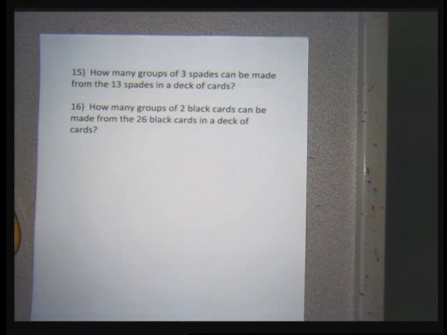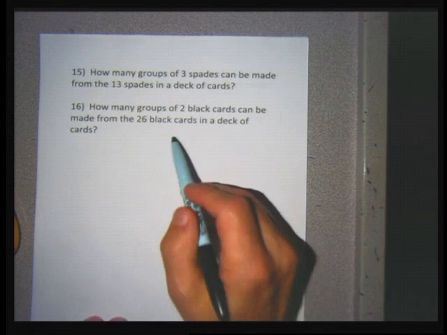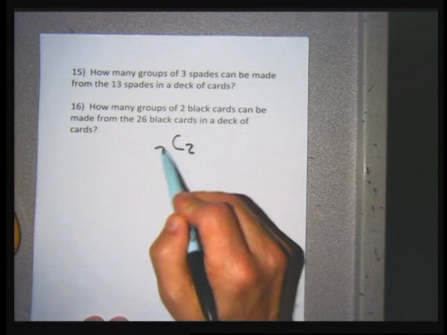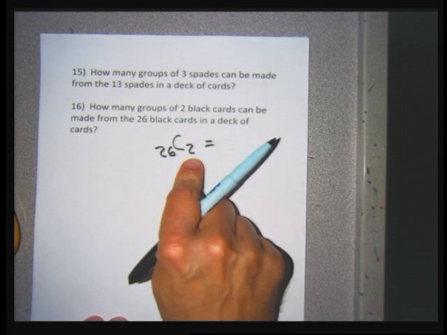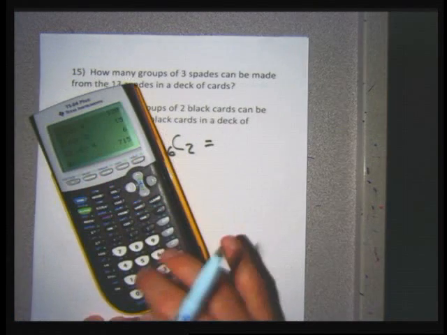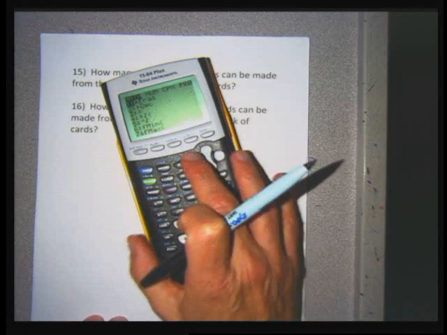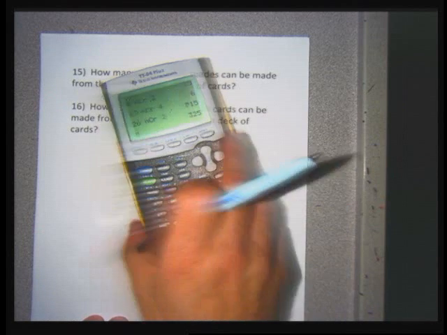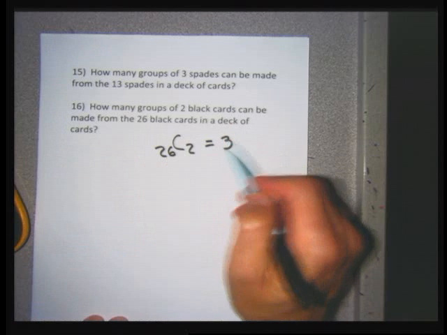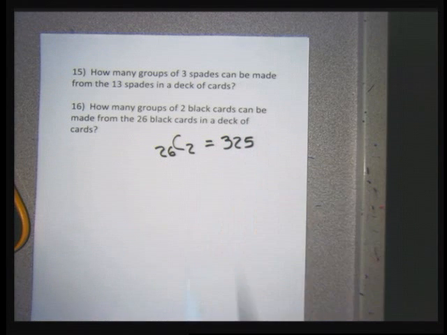So how many groups of 13 spades could be made from the 3 spades? That's just a combination problem, and the numbers are there for you. Problem 16, how many different groups of 2 black cards can be made from the 26 black cards? So I'm only focusing on the 26 black cards, and I want to get 2 of them. It's 26 choose 2. There's 325 groups of 2 black cards that can be made if I only work with the 26 black cards in a deck of cards.